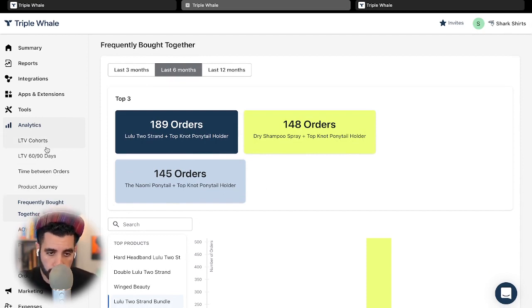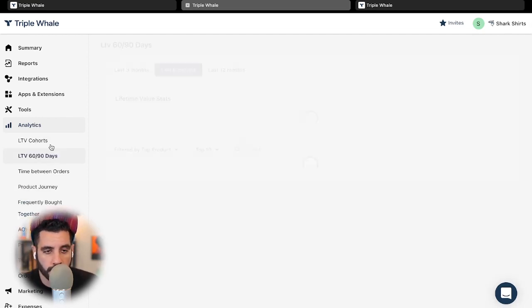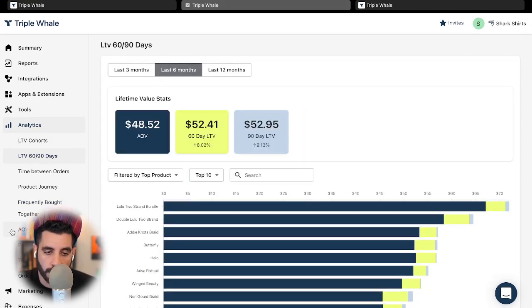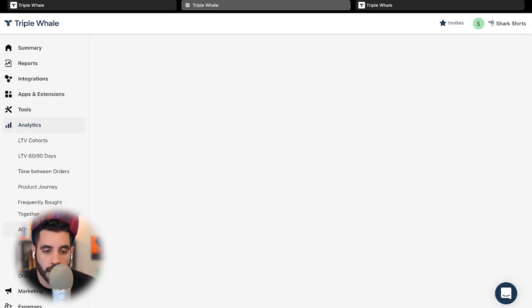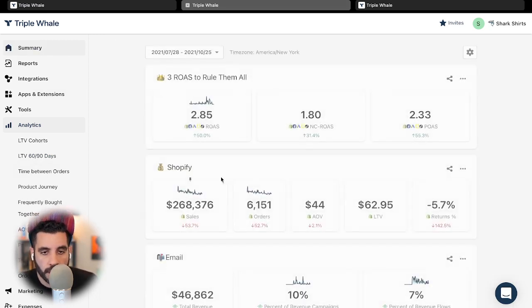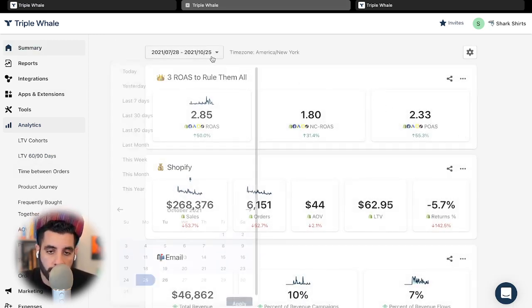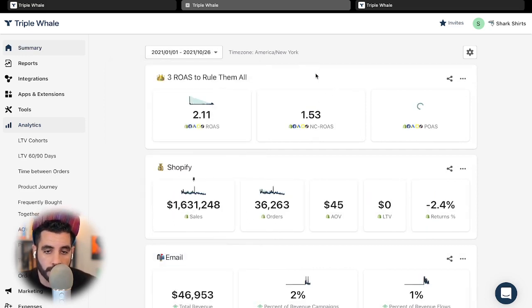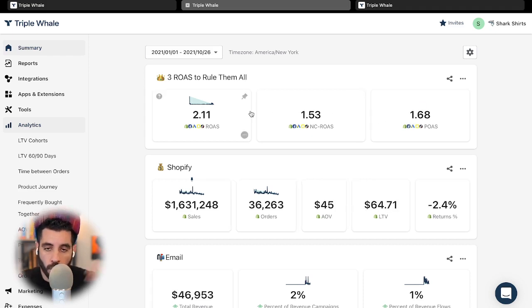with. But ultimately, the big things I care about, again, are my 60, 90-day LTVs. So I want to know those, how those have been trending for the client. My mean, median, and mode AOVs. Those are the big 2 jumping off points. And then the next thing you really care about is that 3 ROAS to rule them all. And again, you could even look back if you want to a year and see kind of what that's been like. And that will give you even more scope into what that client's doing.